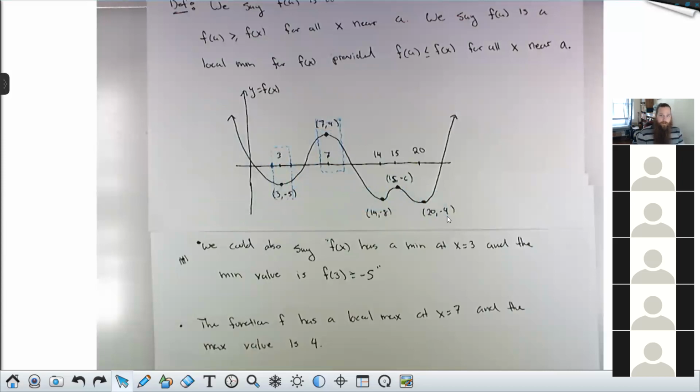And to find local maxes, you look for the tops of hills. So here's a little hill. The top of that hill is a local max. Here's a little hill. The top of that hill is a local max. That's the intuition. And as long as your function's graph is nice and smooth, it will always be like that. It will always be hills and valleys.